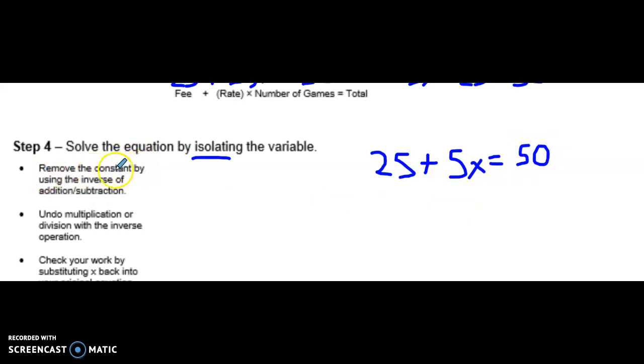Our first step is to remove the constant. Remember, the constant is the number by itself. We can go ahead and put our dotted line here. Our goal is to get x by itself or isolated. So we're going to start by removing the constant. This 25 has no negative in front of it, so it's a positive 25. What's the inverse or the opposite? We're going to subtract 25. Remember, whatever we do to one side of our balance, we have to do to the other side.